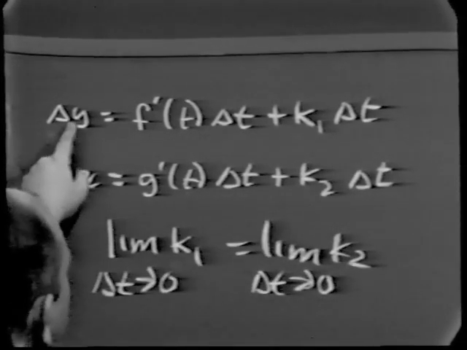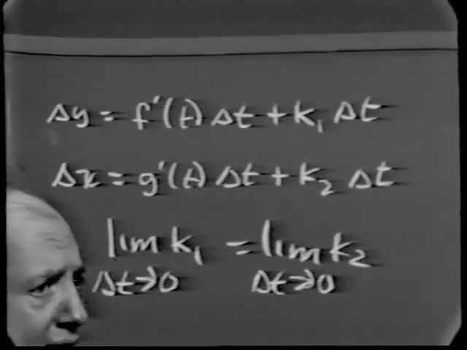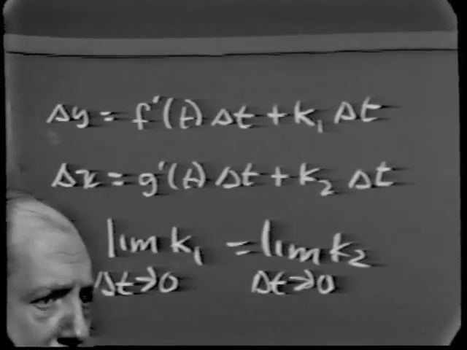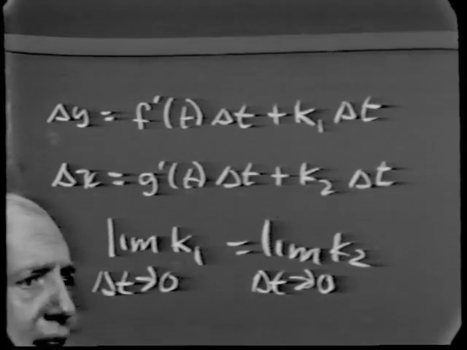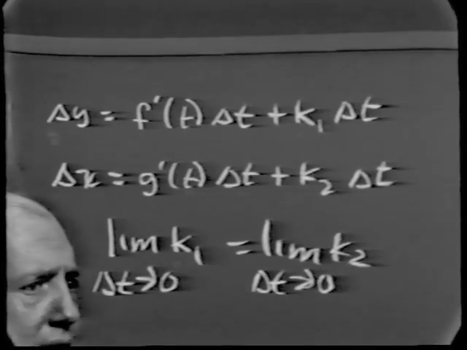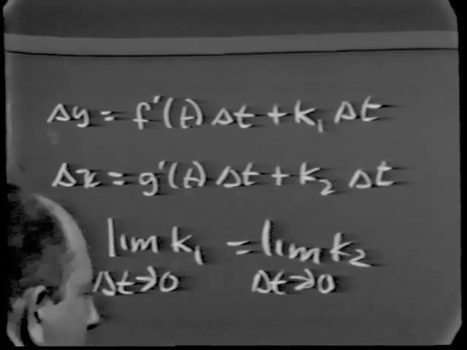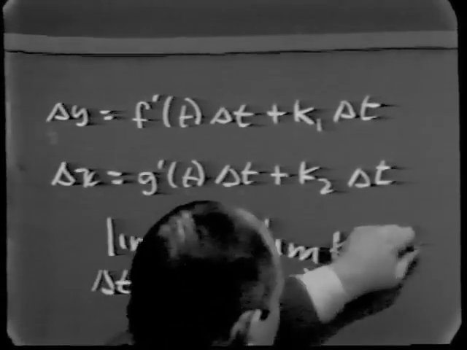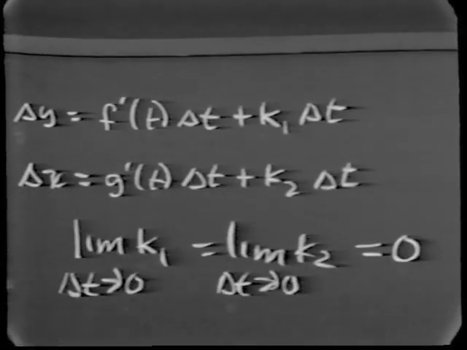The difference between delta y and delta y tan, delta x and delta x tan, that difference, which is k delta x or k delta y, depending on which problem we're dealing with, certainly does depend on how big delta t happens to be. At any rate, the important thing is that as delta t approaches 0, these go to 0 also.